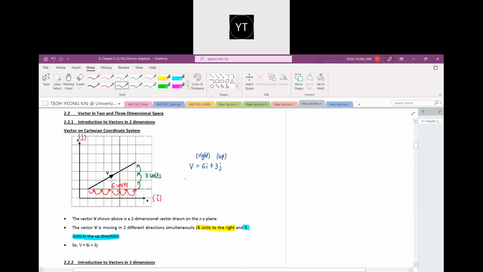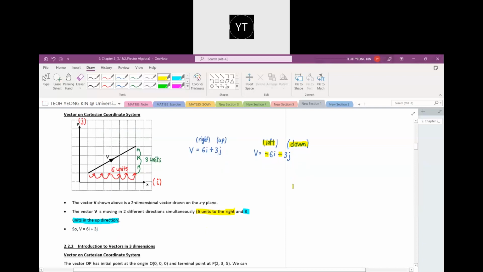How about moving to the left? Jika left and down, let's say the same question, we have to put negative 6I minus 3J. If left, we have to put a negative. If down, also we have to put negative. Kita kena letak negative lah. Right and up, we put positive. But if left and down, we need to put a negative.